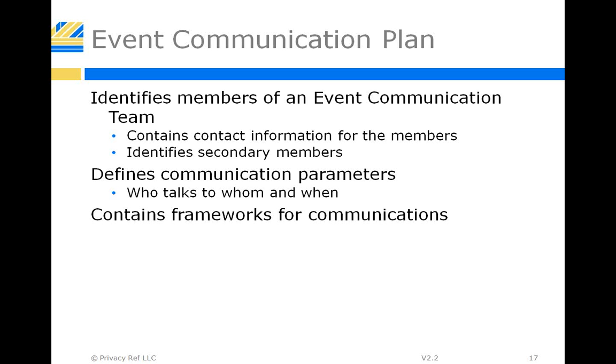So it should certainly include their mobile phones, office phones, potentially home phones as well, and email addresses that they could be reached at. There should also be the identification of secondary members. People do go on vacation, people are unreachable, people do get ill and can't participate. But you always want to have their views, their organizations represented. So it's important to have those secondary members in place.